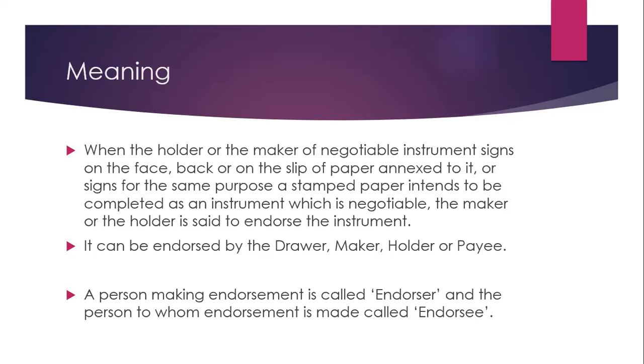A person who makes the endorsement is called the endorser, and the person to whom the endorsement is made is called the endorsee. The very basic meaning is once you have a negotiable instrument, you can sign behind it, to say that this has been endorsed, this has been transferred, this has been assigned to any other third party. It's a plain meaning of what is an endorsement.